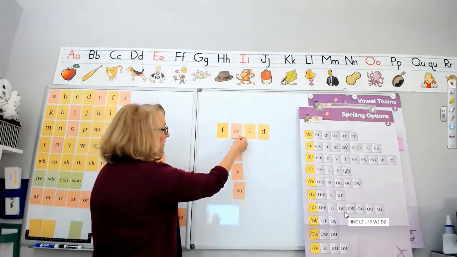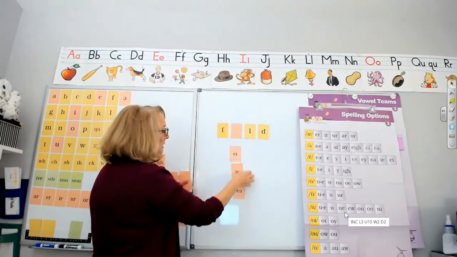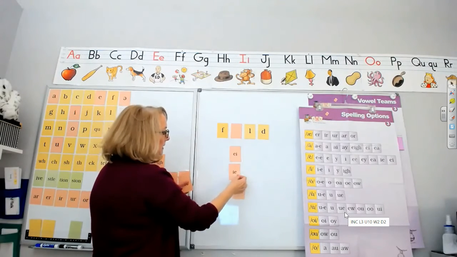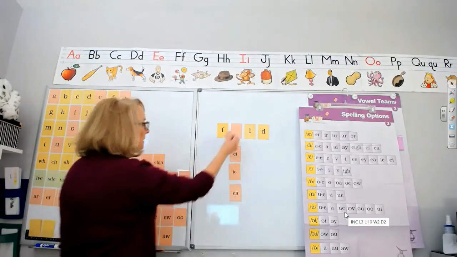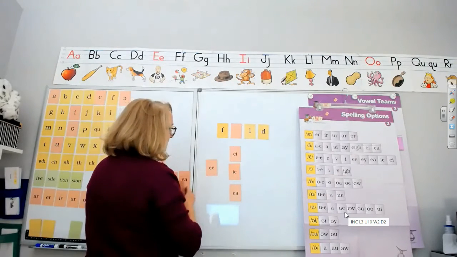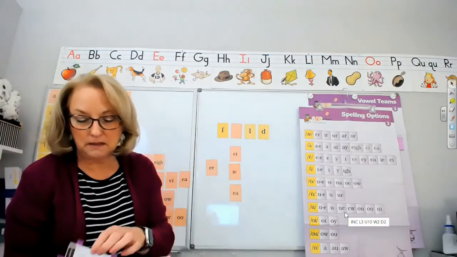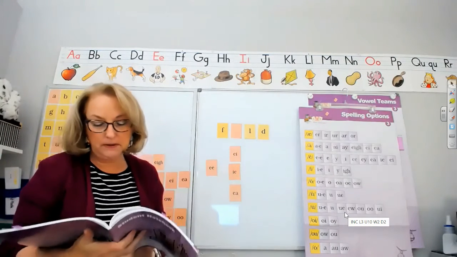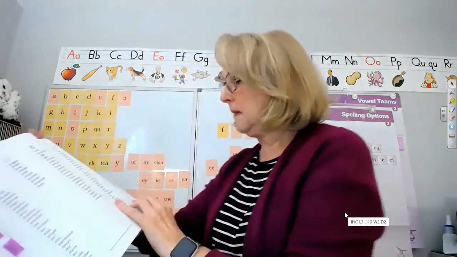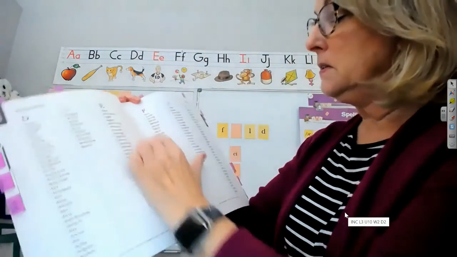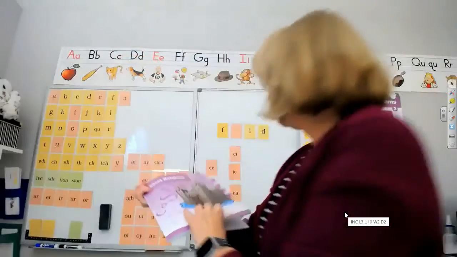Let's try that one first. How about I-E or E-I? How about I-E and E-A? Do you see one that looks like a possibility? Let's look it up to make sure. On page 47 of your student notebook, you can run your finger down until you see the word field. F-I-E-L-D.